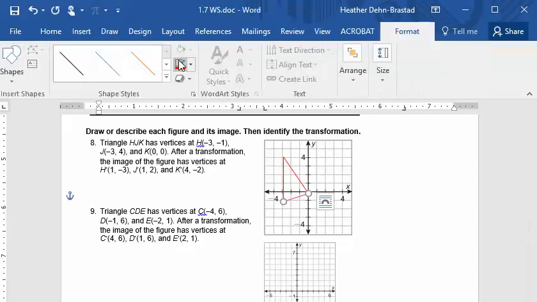And I wanted it red. Okay, so that's my pre-image. That's HJK. Now you could label that, but that'd take even longer. And then I have to do some transformation. It doesn't tell me what kind. That's what I have to figure out.